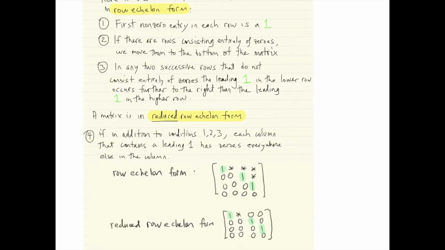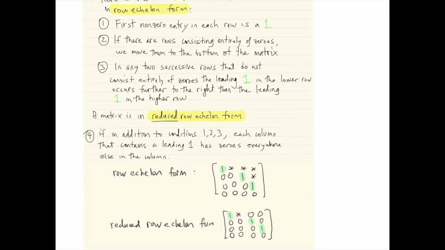Now, for a matrix to be in reduced row echelon form, in addition to the 3 conditions we just discussed for row echelon form, we need the additional condition that each column that contains a leading 1, these are the highlighted ones here, has a 0 everywhere else in that column. So in this example down here of a reduced row echelon form, if you look at this column, everything else is a 0. If you look at this column, everything else is a 0. Similarly, everything else is a 0.